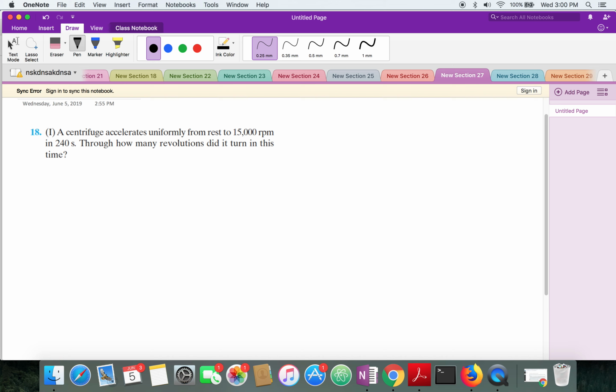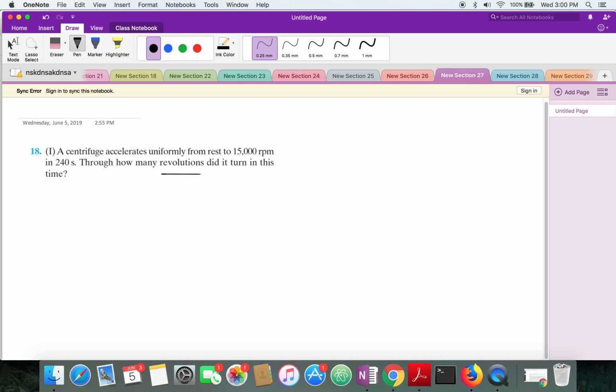This is a pretty straightforward question. It's basic kinematics just applied to rotations. Since we're asked for revolutions, we can stay in RPM, because that is revolutions per minute. So our initial angular speed is 0, because we start from rest. Let's work in revolutions per second. So we start at 0 revolutions per second because they say it accelerates from rest.